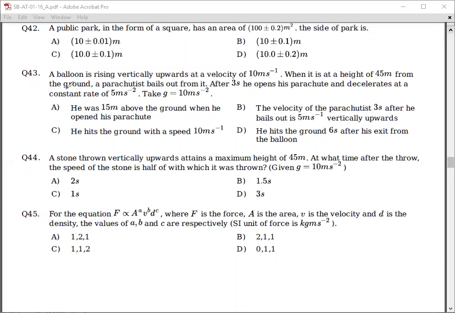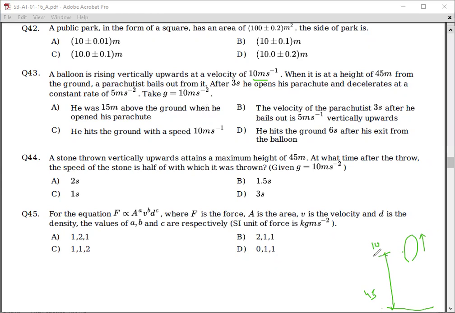Okay, so a balloon is rising vertically upward at a velocity of 10 meters per second. When it is at a height of 45 meters from the ground, just imagine that this is 45. A parachutist bails out from it, which means he jumps from the balloon.